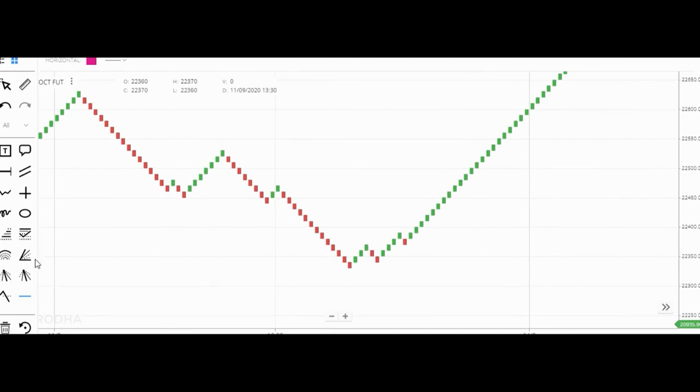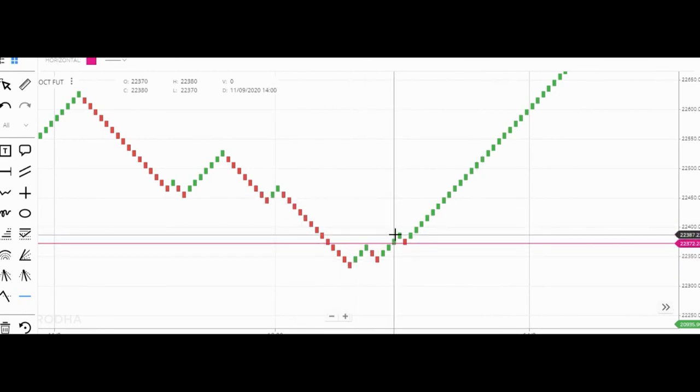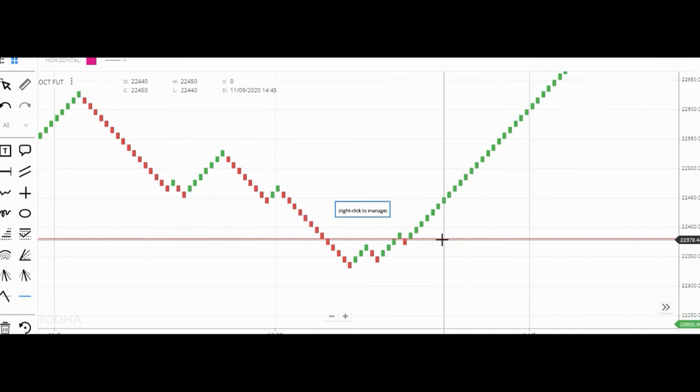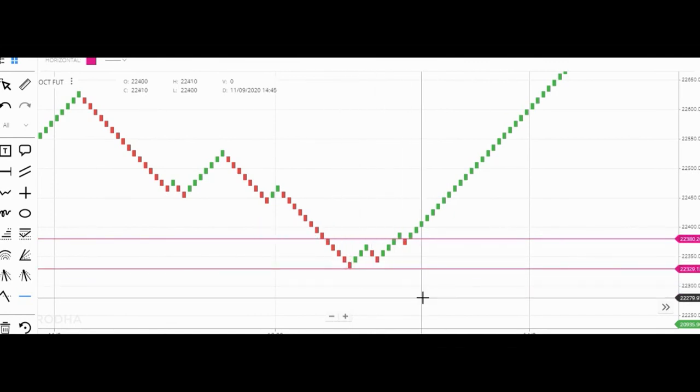Here this is W pattern. W pattern formed. So once the next neckline is broken, that means at 22,378 we have to buy the Bank Nifty futures, and the stop loss will be the lowest point of this W, 22,329. So approximately 50 points stop loss, just 50 points.